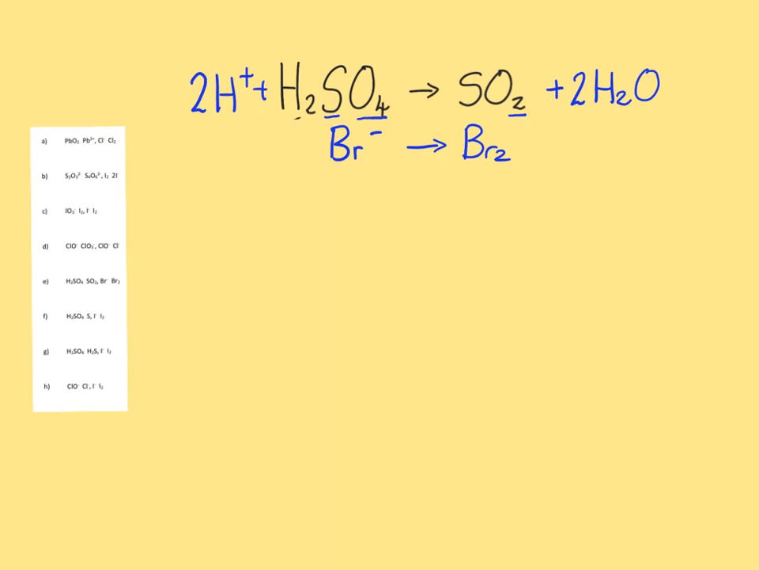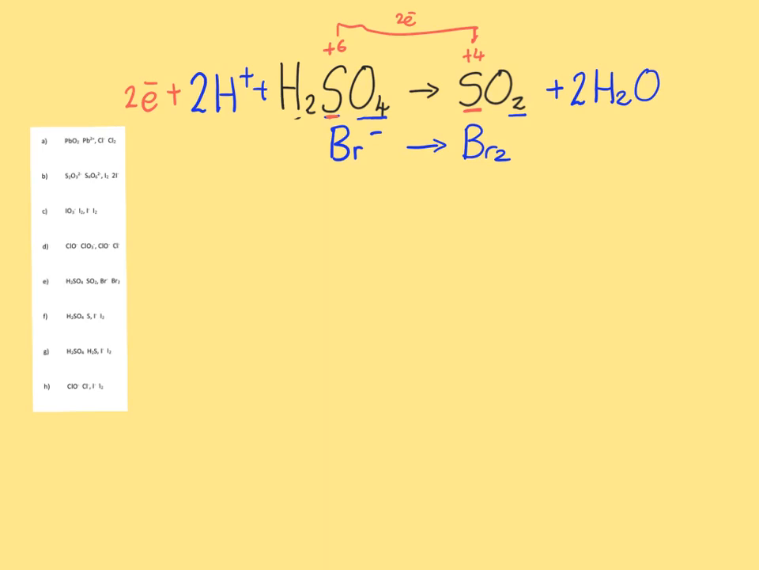Now let's check the charge. On this side we have an overall positive charge and no charge on this side. We have an excess of a 2 plus charge on this side, so we therefore need to add 2 electrons to this side. So it looks like the sulfur in the sulfuric acid is being reduced. If we check the oxidation states, in sulfuric acid, sulfur has an oxidation state of +6 and +4, and yes, it has gained 2 electrons to become reduced. So we know that that one is balanced.